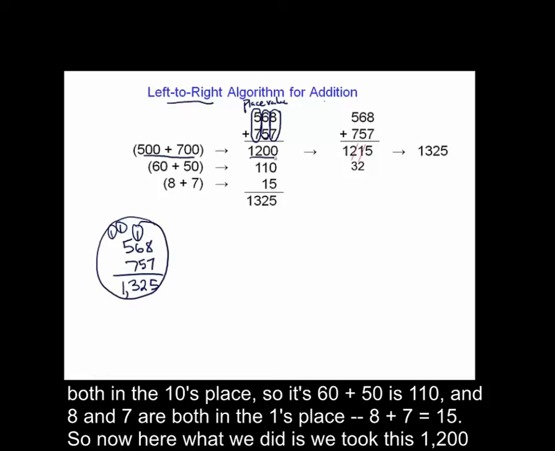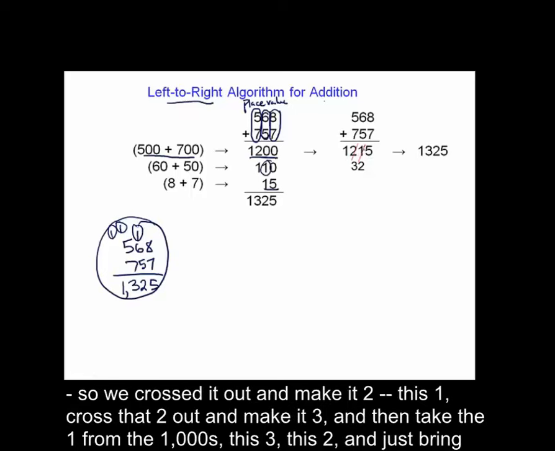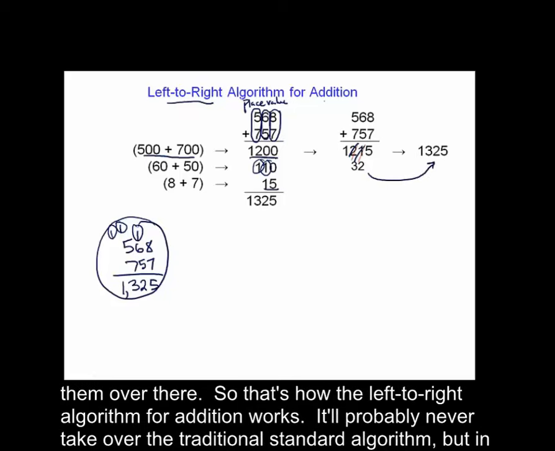So now here what we did is we took this 1200 and the 15, and since there's zeros there, we lumped them into 12, 15, and then the 0 and 5 doesn't change it, but this 1 and that makes this 1, so we cross it out and make it 2. This 1, cross that 2 out, make it 3, and then take the 1 from the thousands, this 3, this 2, and just bring them over there. So that's how the left to right algorithm for addition works.